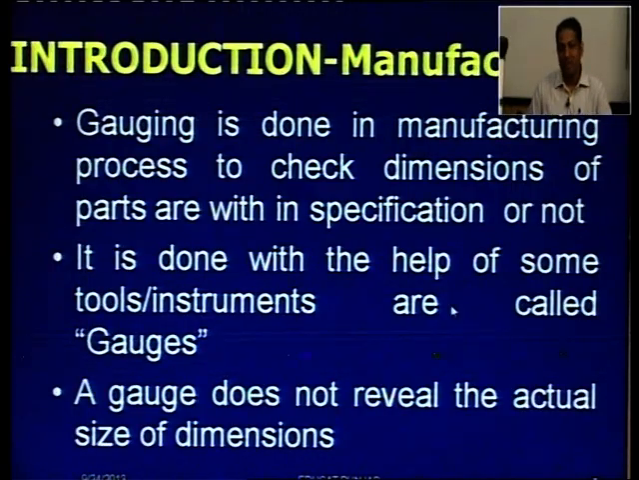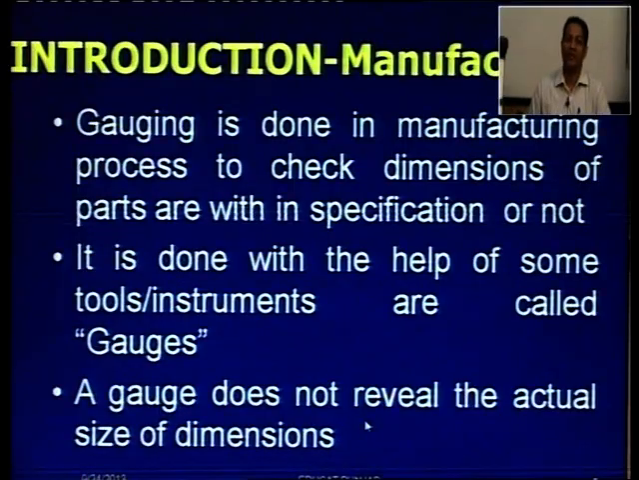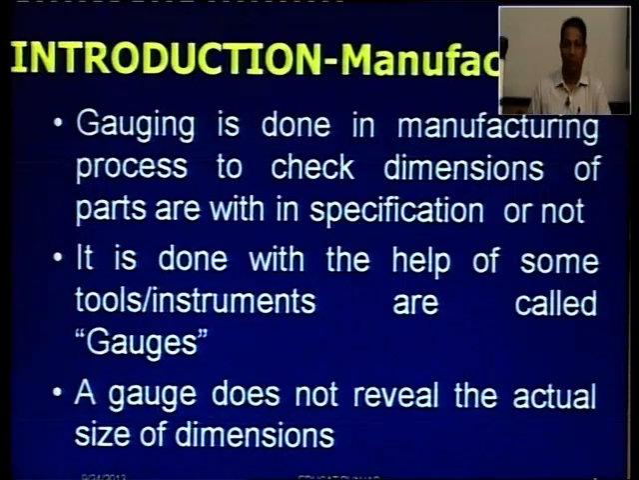How do we check the specifications and the dimensions? Naturally, with the help of some instruments or tools. Those tools are called gauges. A gauge does not reveal the actual size of the dimensions. It does not tell what the actual size of the dimension is. Now you understand the meaning of gauges. Gauges means measuring equipment, and measuring is metrology. So, this topic is in the subject of engineering metrology.